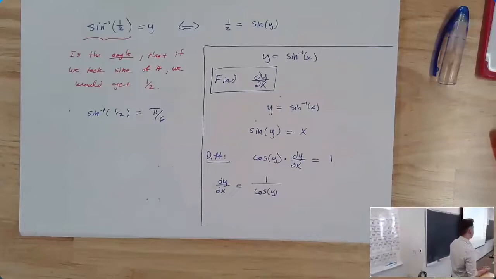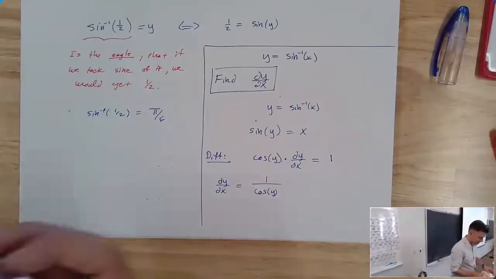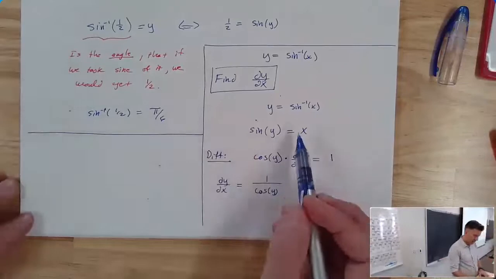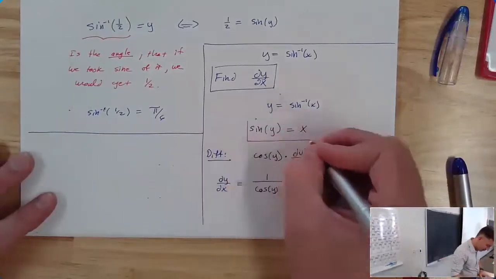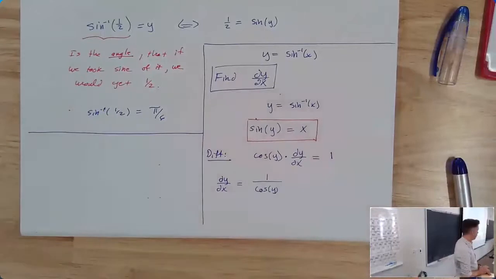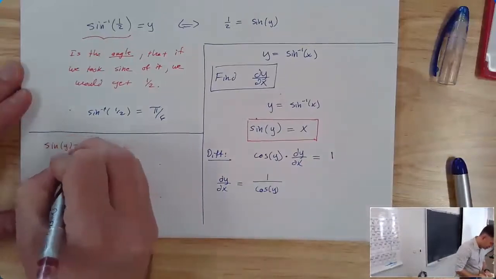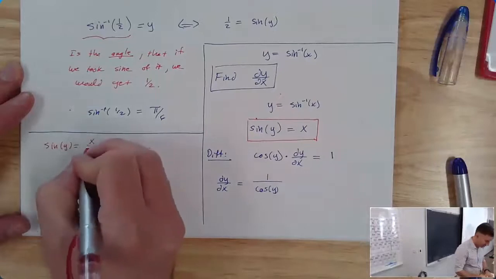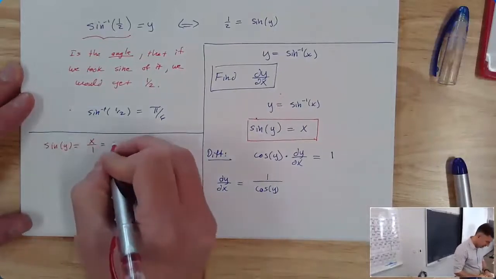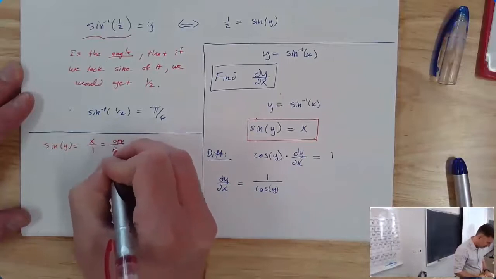Well, this is where you can do one of two things, and I would certainly recommend using a triangle. I know it might sound kind of oblique, but here's what I mean. We know from this relationship right here, sine of y is equal to x. So y is the angle, and x is the ratio of the opposite over the hypotenuse. So I'm going to write sine of y equals, instead of just x, x over 1. That is the opposite over the hypotenuse.